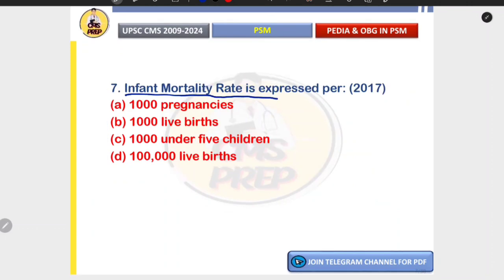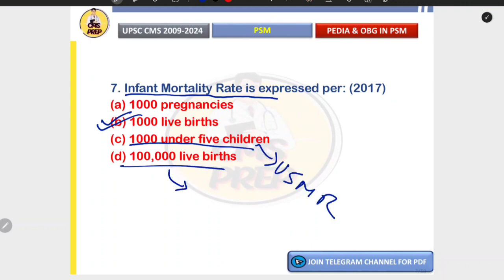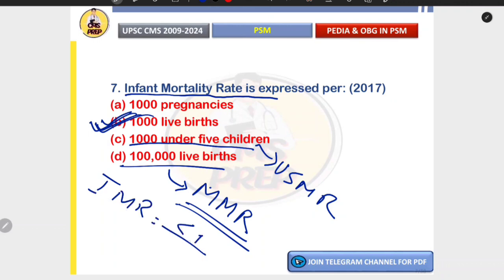Infant mortality rate is expressed per, so the correct answer is per 1000 live births. Per 1000 under 5 children is used for under 5 mortality rate, and per 1 lakh live births is used for calculation of maternal mortality rate. So the correct answer is per 1000 live births. The formula for IMR is the number of children dying before 1 year upon total number of live births into 1000. Hence it is expressed per 1000 live births, and B is the correct answer.